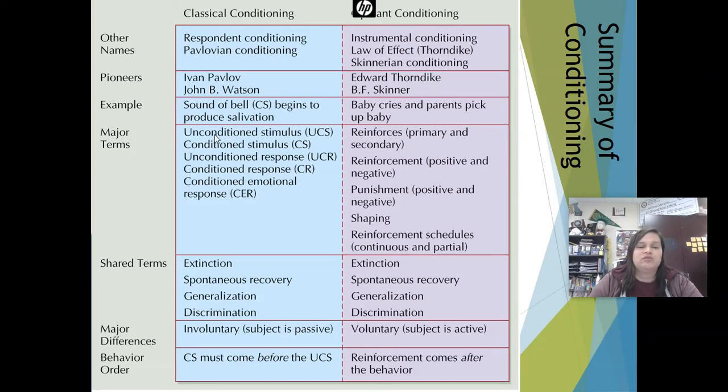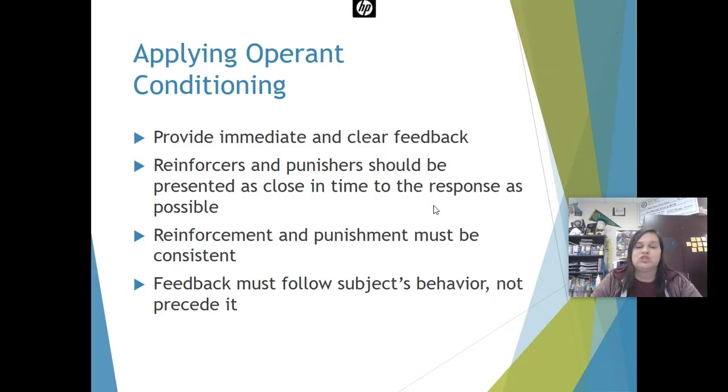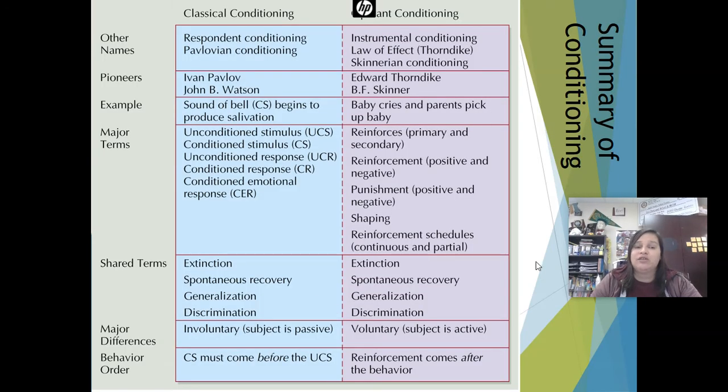Key terms, all those ones with unconditioned, conditioned stimulus, unconditioned, conditioned response. In operant conditioning, our keywords are reinforcement, punishment, both positive and negative, shaping, and then those continuous and partial reinforcement schedules. Both of them talk about the idea of extinction, spontaneous recovery, generalization, and discrimination, that you can apply those to both. Classical conditioning is involuntary, operant conditioning is voluntary. And then there's the order. The conditioned stimulus has to come first in classical conditioning, and the reinforcement comes after in operant conditioning.